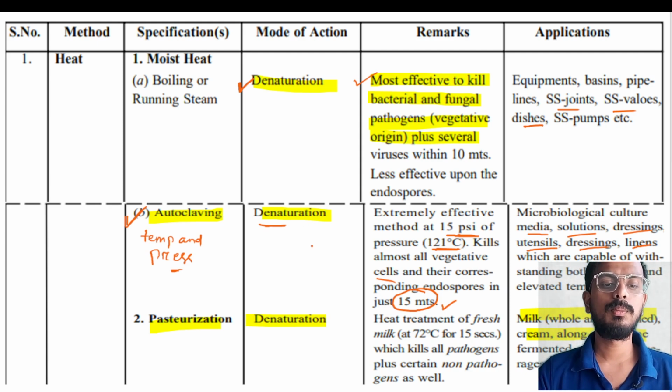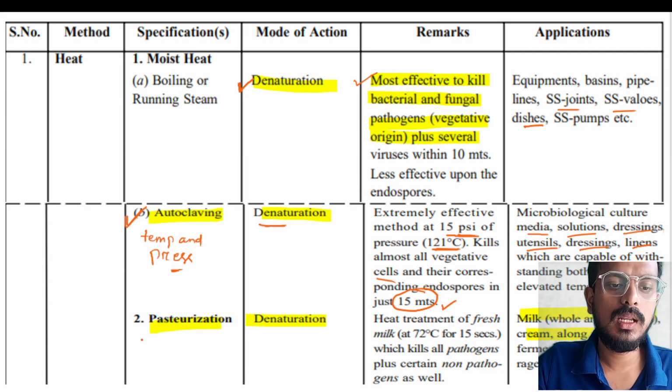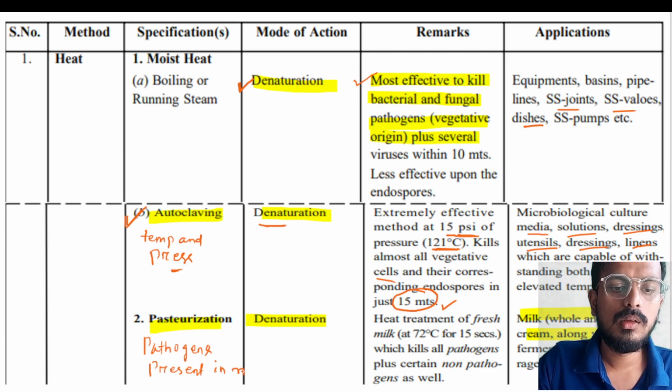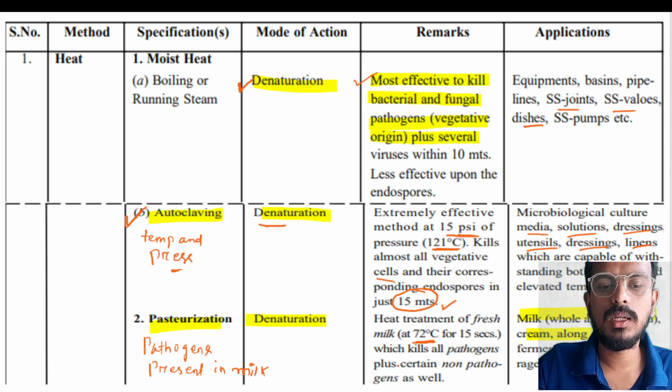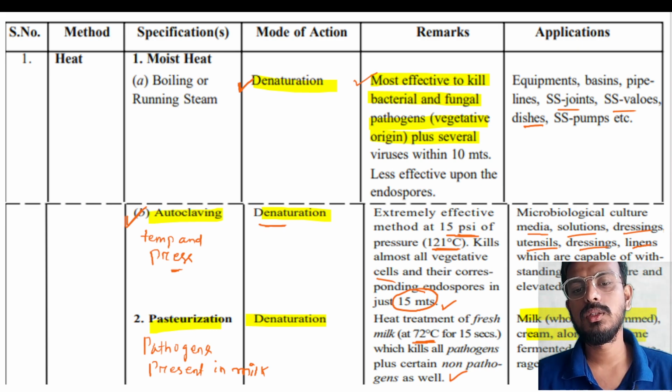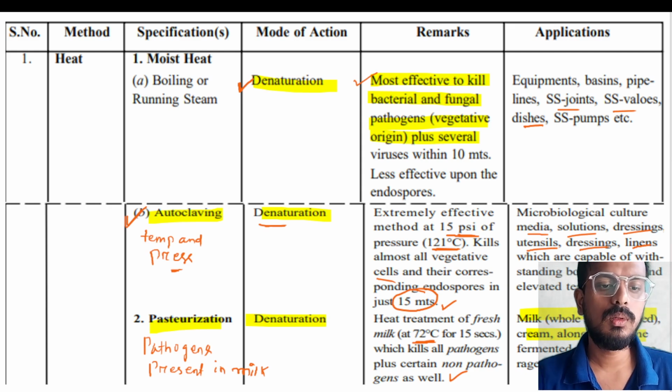Another method is pasteurization. Pasteurization is basically carried out for the pathogens present in milk. It is heat treatment of fresh milk at 72 degrees centigrade for 15 seconds, which kills the pathogens plus other non-pathogens as well. Milk, cream, along with some fermented alcoholic beverages can also be sterilized by this method.